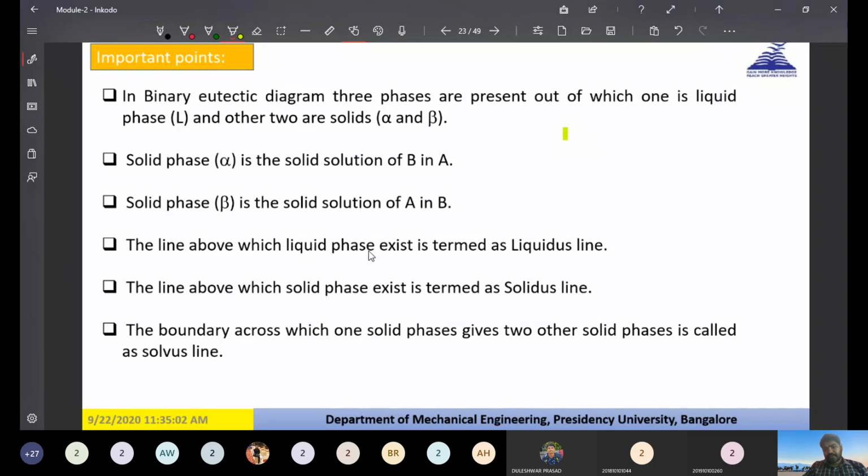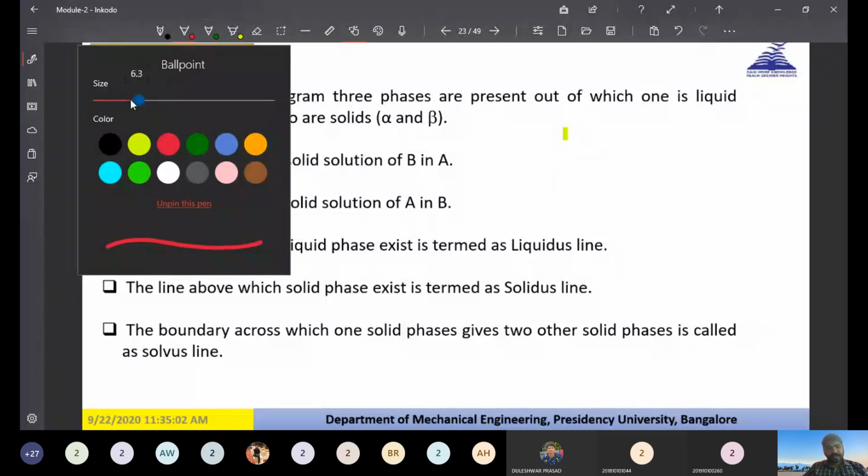The line above which the liquid phase exists is termed the liquidus line, that I have already discussed in detail. What is this liquidus line and what is this solidus line? The line below which solid phases exist is termed the solidus line.